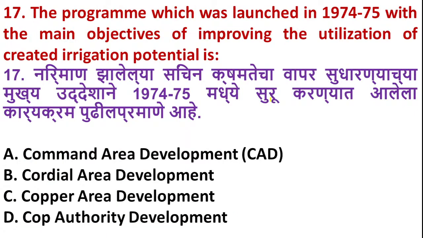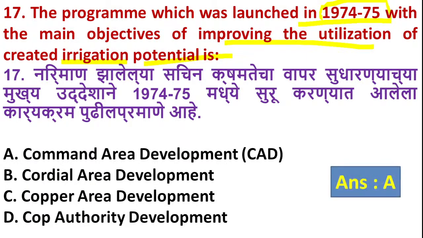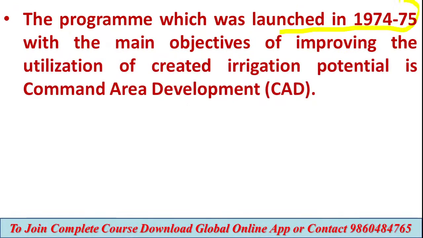Question number 17. The program which was launched in 1974-75 with the main objectives of improving the utilization of created irrigation potential is option A, command area development, option B, cordial area development, option C, copper area development, option D, crop authority development. The right answer is option A, command area development. This program is known as the command area development.